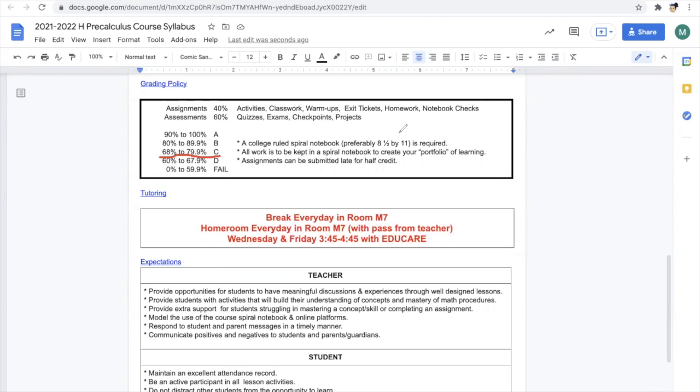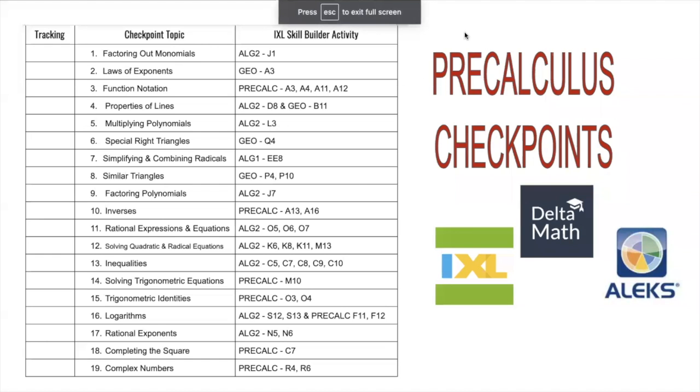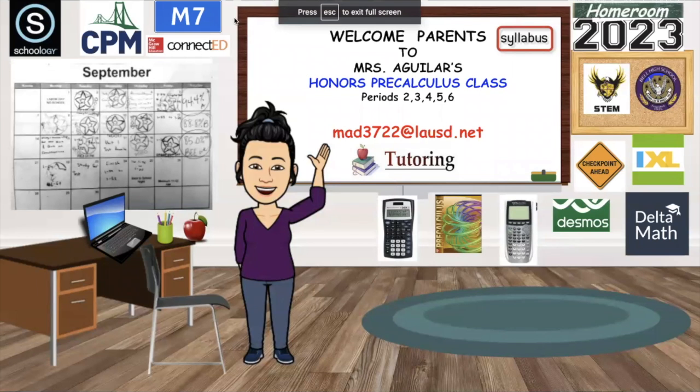They are expected to have a spiral notebook for this class. That's like their portfolio that they're keeping. So everything they do for this class goes in the spiral notebook. There should be no loose papers in their backpacks or in their notebooks for math. They should all be glued into their spiral notebook. And here's a reminder of the tutoring schedule. Here's my email address, if you ever need to contact me. Okay, so I'm going to write that down.